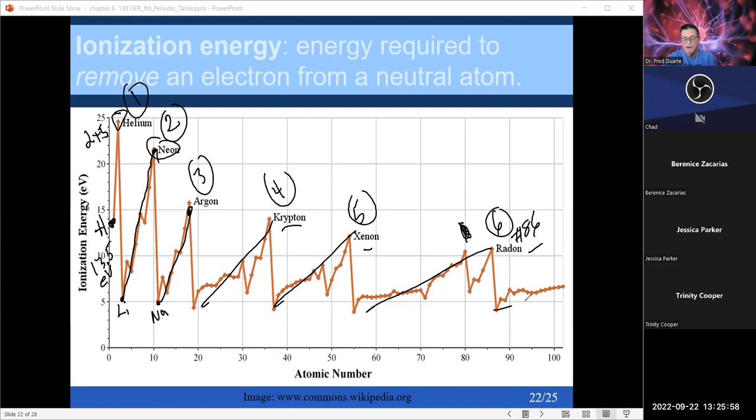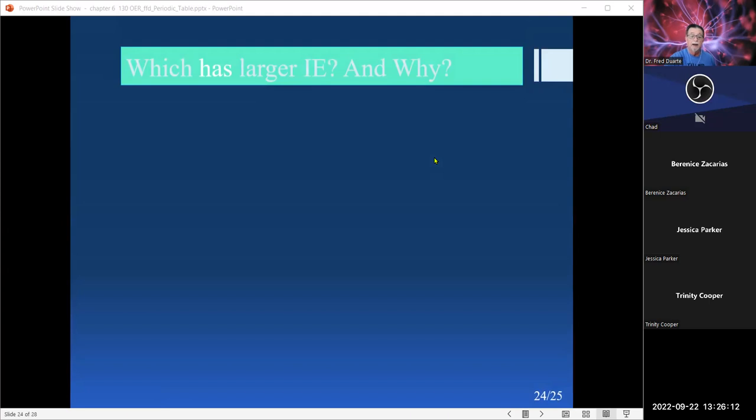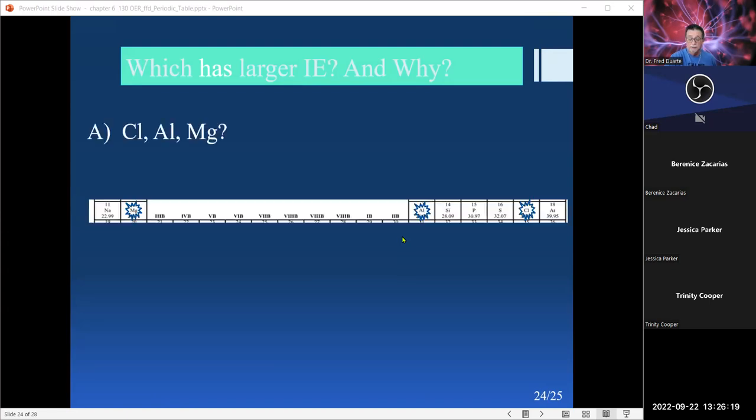Because of the size of the elements, they're so big and they're not interacting as strongly with the outermost electrons compared to the smaller elements. Okay, so that's our general ionization energy trend. Now, you might be asked questions like, which has a larger IE and why? We can also have the question, which has a larger IE and a larger radius for the following. A question like that can easily pop up.